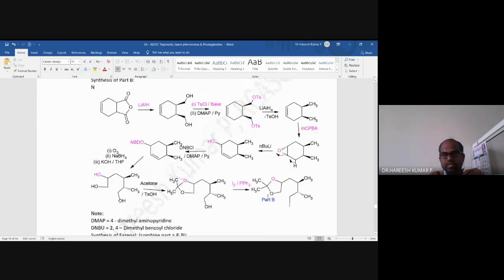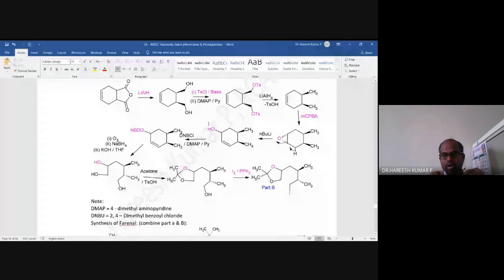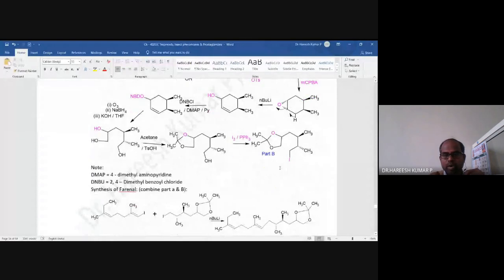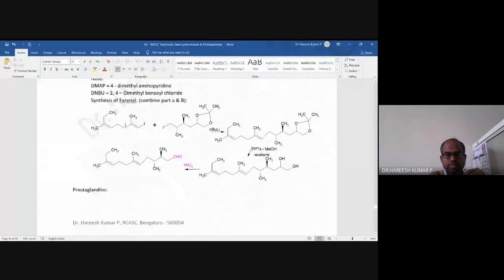Now you know part A. Part A is this moiety and part B is this. So let's combine part A and part B to get Farnesal. This one is part A, this one is part B. Here iodo is there, and this also has iodo. In the presence of butyl lithium, one of the iodo groups is converted into lithium. In place of iodine, lithium will come over, and this carbon attains a nucleophilic nature. Once this carbon is nucleophilic, it can attack an electrophilic carbon and Br will go out. So that is how a new carbon-carbon bond is formed.